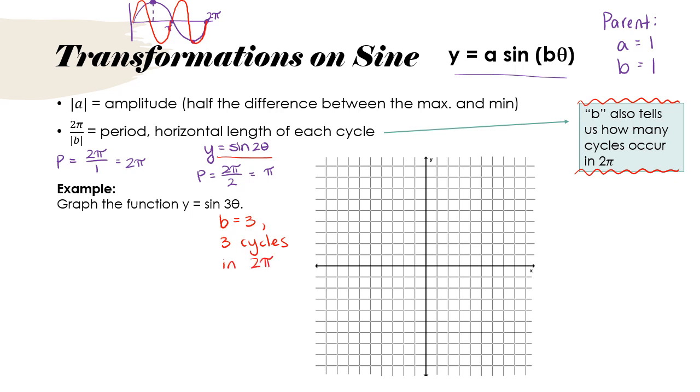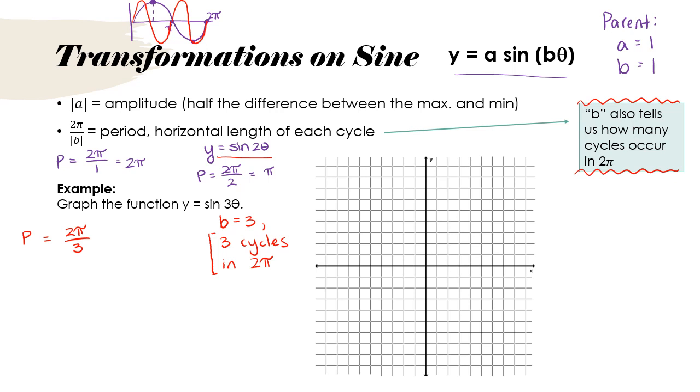Another way of thinking about that, of course, is by finding our period. So we can say P for period is equal to 2 pi divided by 3. Well, that doesn't actually simplify at all. 2 pi divided by 3, that's kind of it. Okay, now let's see. How would I go about graphing this? Well, I just said that there are 3 cycles occurring within 2 pi.